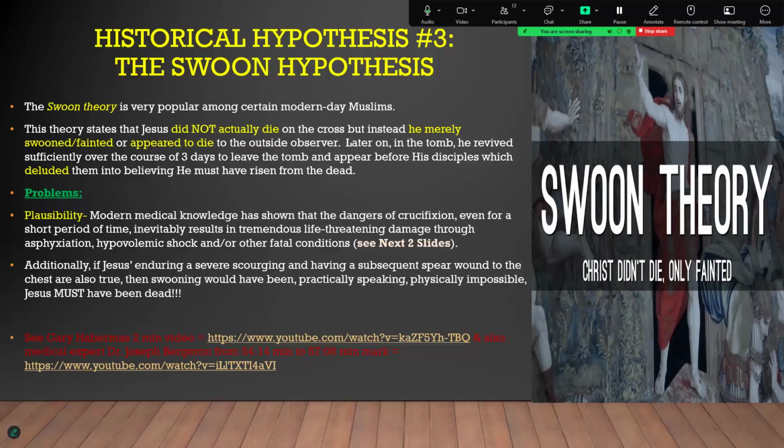Okay, so we have our third hypothesis then, the Swoon Hypothesis. Resurrection skeptics, Muslims in particular, go for this theory. And this theory says, well, look, Jesus never died in the first place. He just swooned on the cross. So he fainted. In other words, he got close to death, but he didn't actually die. And the Romans and everybody else thought he was dead. So they put him in a tomb.